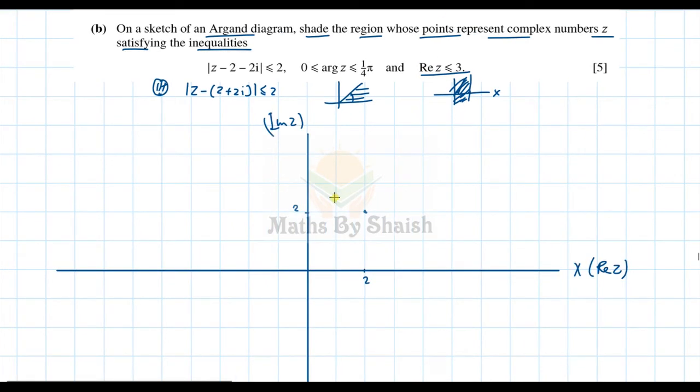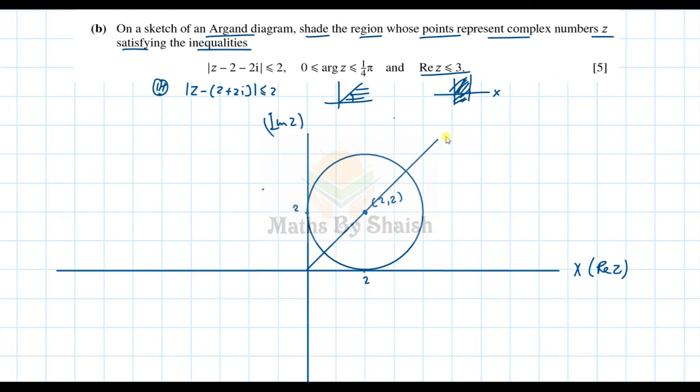So here is the circle. I'll make it with radius 2, so it will look like something this, and we need to shade the part which is inside the circle because it is less than or equal to 2. So we'll mark this point 2 comma 2, and the next one is argument from 0, that is, I'm going to draw the line x is equal to 0 and the line which will make angle pi by 4 from the initial line, that is the x-axis.